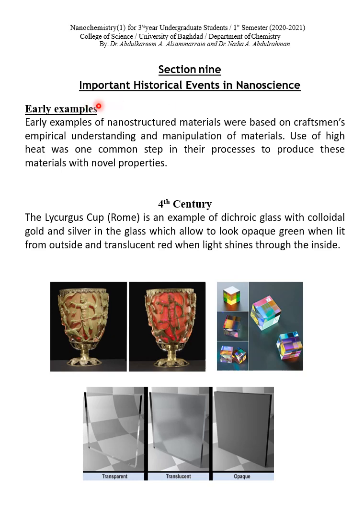الآن نبدأ ويا important historical events in nanoscience. طبعا هي النانوماتيريالز كانت معروفة، بس الساينس والفيزيكس behind كانت غير معروفة. بس كماتيريال كانت تستخدم وكانت تعتمد على التجربة والتلاعب بالمواد، يعني من خلال خبرة الأشخاص اللي يشتغلون بيها. So, early examples of nanostructured materials were based on craftsmen's empirical understanding and manipulation of materials. Use of high heat was one common step in their processes to produce these materials with novel properties.